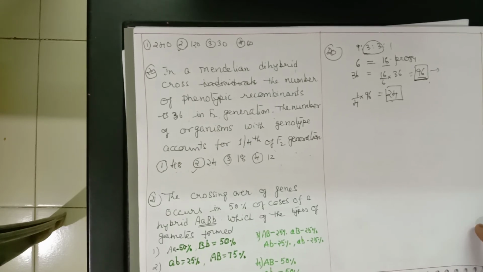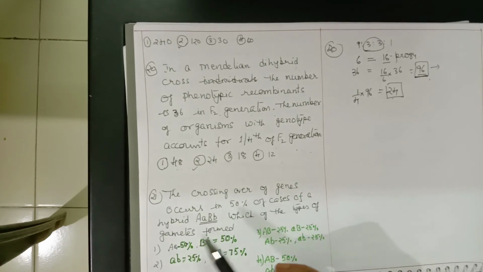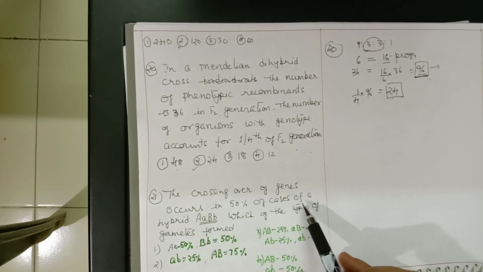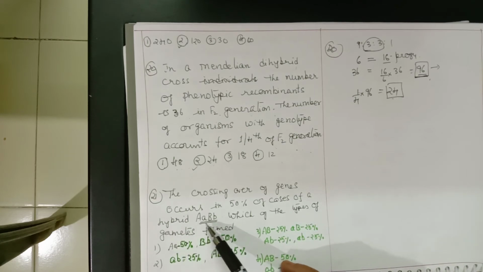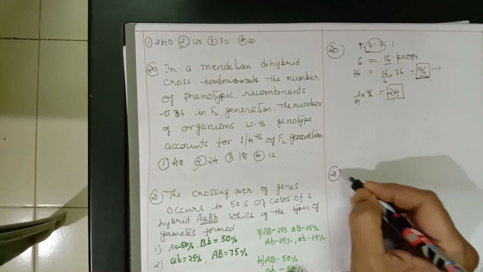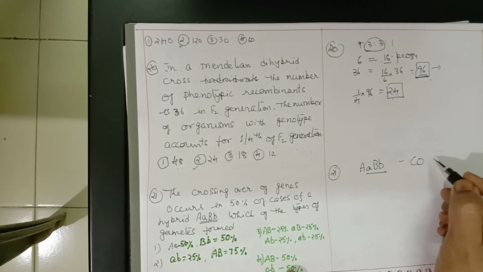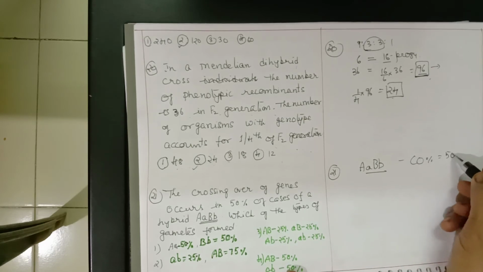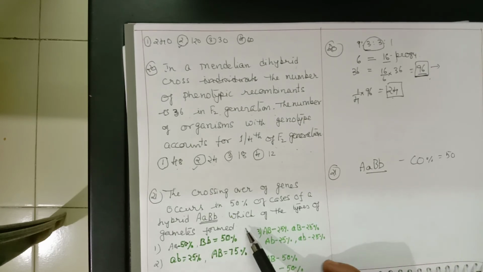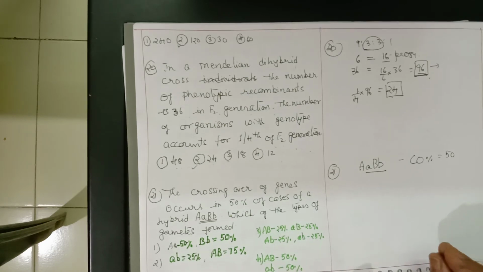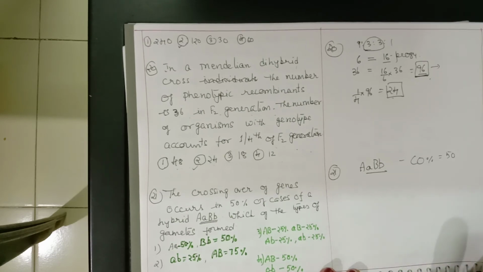Now let us go to the next question. The crossing over of gene occurs in 50% of cases of a dihybrid. This is a dihybrid, you know this is a dihybrid. What is given in the question is the crossing over percentage is 50. 50% is the crossing over percentage. Which types of gametes are formed? Suppose if crossing over percentage is 50, that means there is no linkage. If there is a linkage, either complete or incomplete, crossing over percentage always will be less than 50. So there is no linkage.